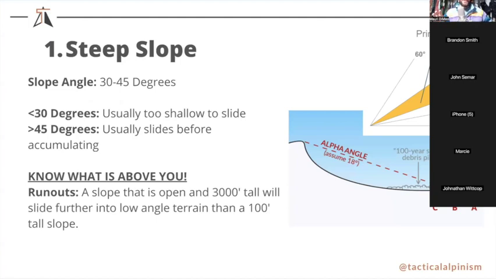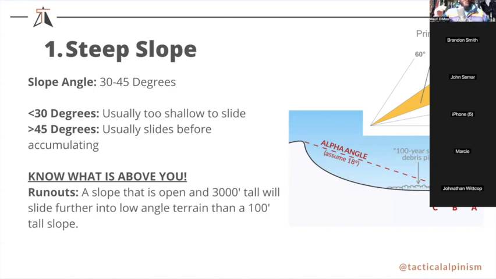So what is a steep enough slope? Any slope from 30 to 45 degrees is steep enough to avalanche. Any slope over 30 degrees is steep enough to avalanche. Under 30 degrees, it's usually too shallow to slide. There are some rare circumstances that are typically noted in forecasts when something below 30 degrees could slide, and I'll get into some of the caveats about that a little bit later.